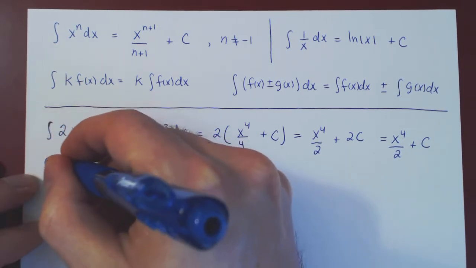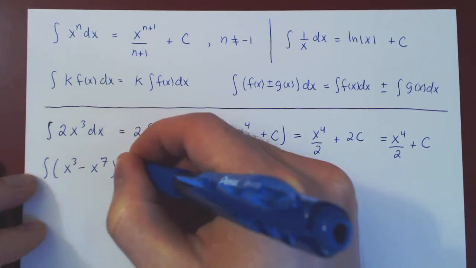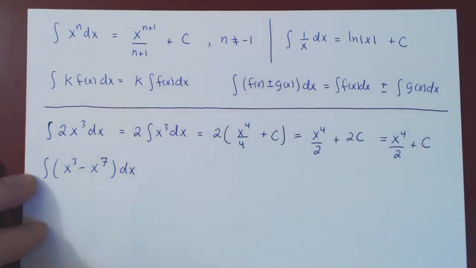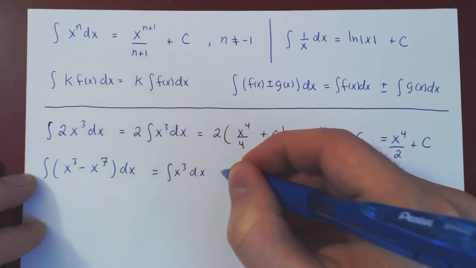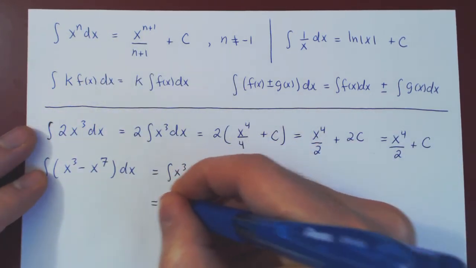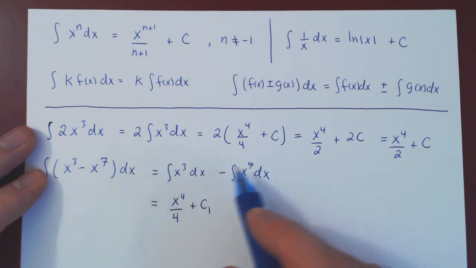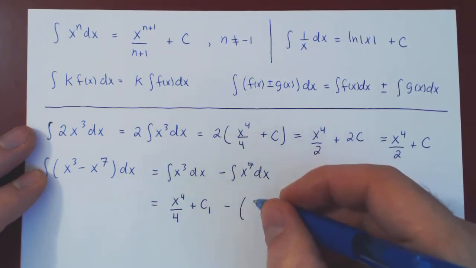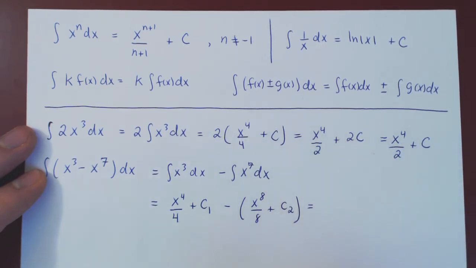Suppose we wanted to integrate x cubed minus x to the 7. Well, this property says we can split the integrals into two separate integrals. So we can integrate x cubed dx minus integrating x to the 7 dx. And now both can be obtained from the simple power rule. X to the 4 over 4, and I'll write plus c1, as both will give us an arbitrary constant, and then minus power rule again on x to the 7, x to the 8 over 8 plus some other arbitrary constant. And we'll play the same game that we played in the previous problem.